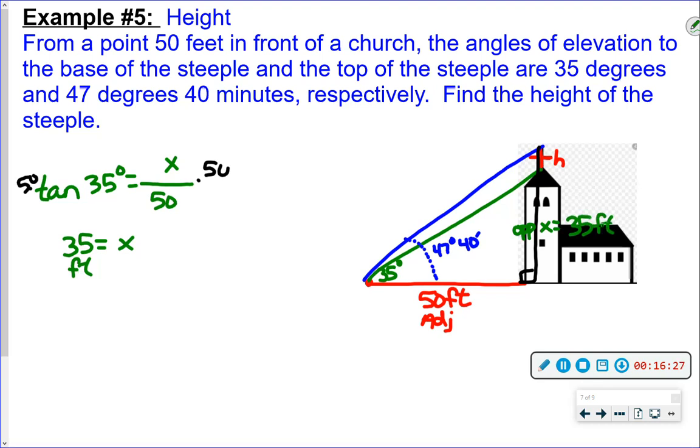Okay, now we want the height of the steeple, just that little top H part. So I'm going to do tangent again, but that is on the overall large right triangle. So I need the blue angle, the 47 degrees, 40 minutes.